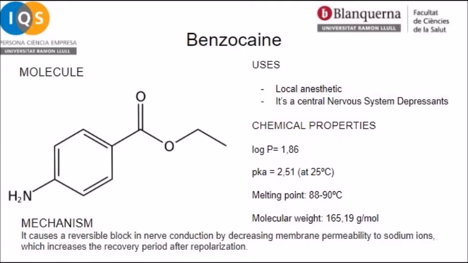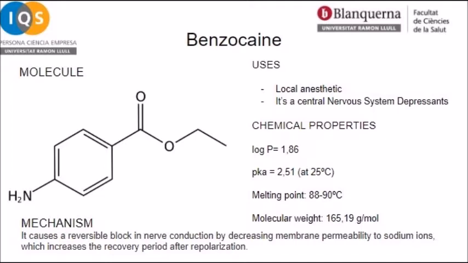The chemical properties of this drug are that it has a log P of 1.86, which means that it is a lipophilic molecule. Also, it has a pKa of 2.51, which means that at a pH under this, we will find benzocaine in the protonated form, and at a pH higher than this, we will find the unprotonated form, which is more soluble in water. The melting point is between 88 and 90 degrees. It has a molecular weight of 165.19 grams per mole.